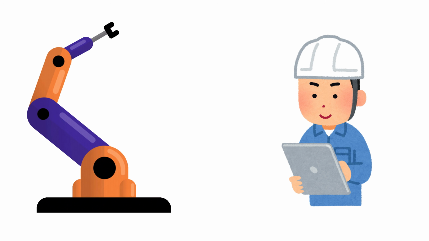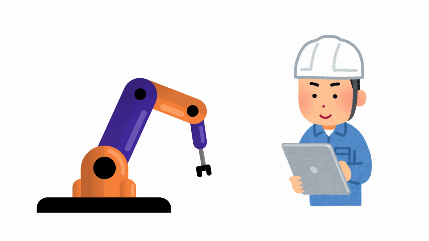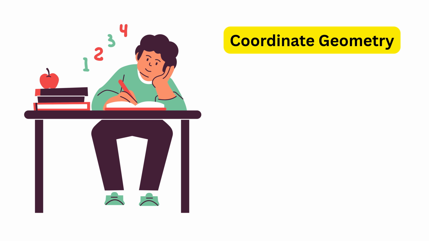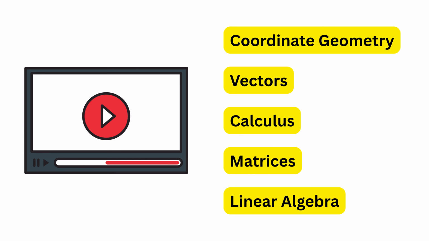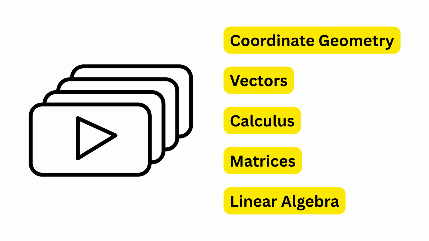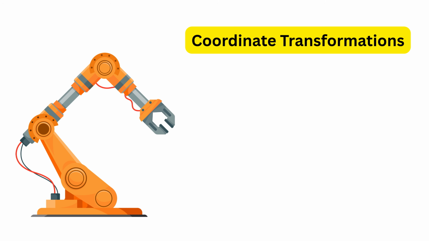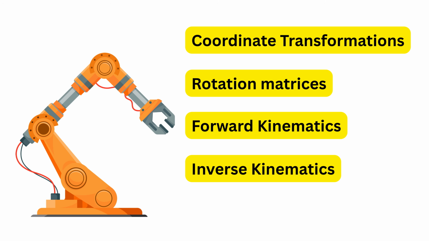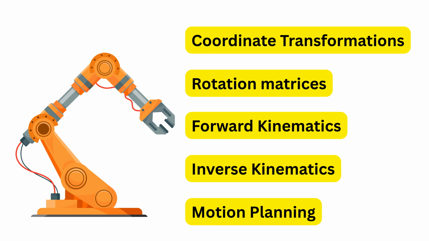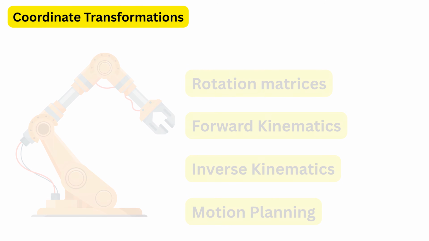Robotics is one of the branches of engineering which uses multiple mathematical concepts such as coordinate geometry, vectors, calculus, matrices, and linear algebra. So in this video, or a series of videos if I am not able to fit all of them into a single video, we'll cover topics such as coordinate transformations, rotation matrices, forward kinematics, and inverse kinematics, and possibly motion planning. Let us first start with coordinate transformations.